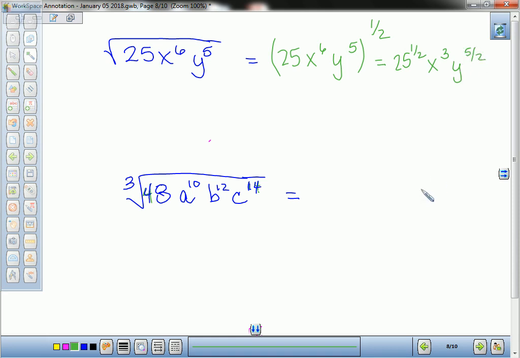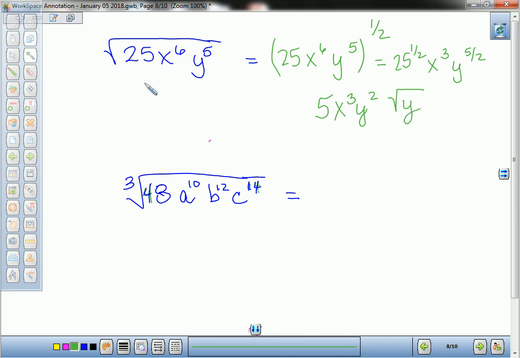So what happens when it looks like this? Well, this can simplify some more. 25 to the 1/2 power, the square root of 25. What is the square root of 25? The square root of 25 is 5. And then we have x to the 3rd. And then here, do you see that 2 goes into 5 2 times? So 2 y's come out, and there's 1 left over.